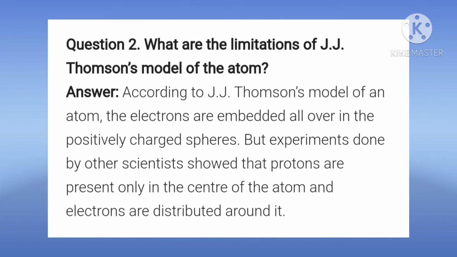But experiments done by other scientists showed that protons are present only in the center, not in the whole atom, and electrons are distributed around it. So these are the limitations of J.J. Thomson's model. He also told that there are two types of charges, one positive and one negative. But according to him the negatively charged electrons are embedded in the positively charged sphere, which was later proved by other scientists to be wrong, as the protons are present only in the center, in the nucleus.